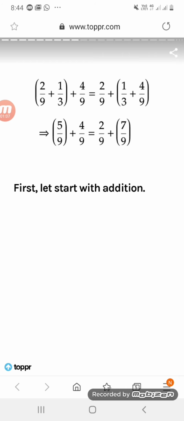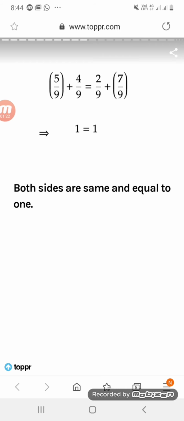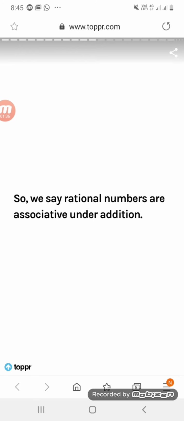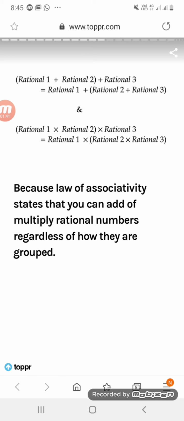So when I add 2 by 9 and 1 by 3, we get 5 by 9 by taking the LCM. Plus 4 by 9, you add. On the other side, we get 2 by 9 plus 7 by 9, since 1 by 3 plus 4 by 9 is 7 by 9. When you add these, on both sides we get 1. So this completes what was said: when you add the 3 pieces we get unity. So we can say rational numbers are associative under addition.